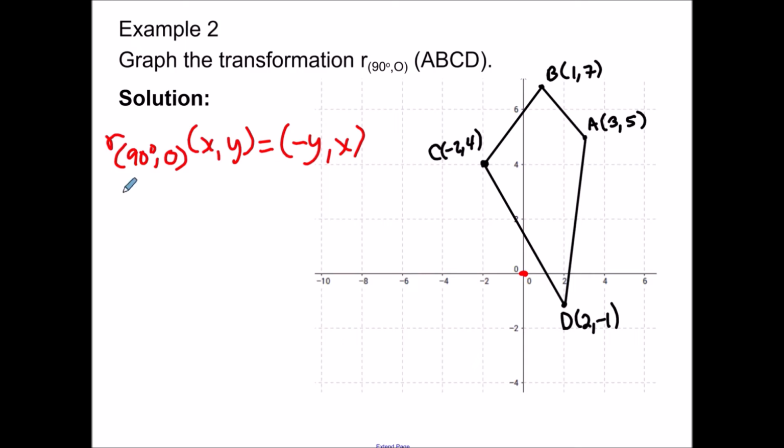If we wanted to do it for point A, point A is (3, 5). In this case, we make the y negative, and then we switch the x and the y. There you go, we get (negative 5, 3). We'll call this A prime. So we'll go ahead and plot A prime here, at negative 5 and 3.